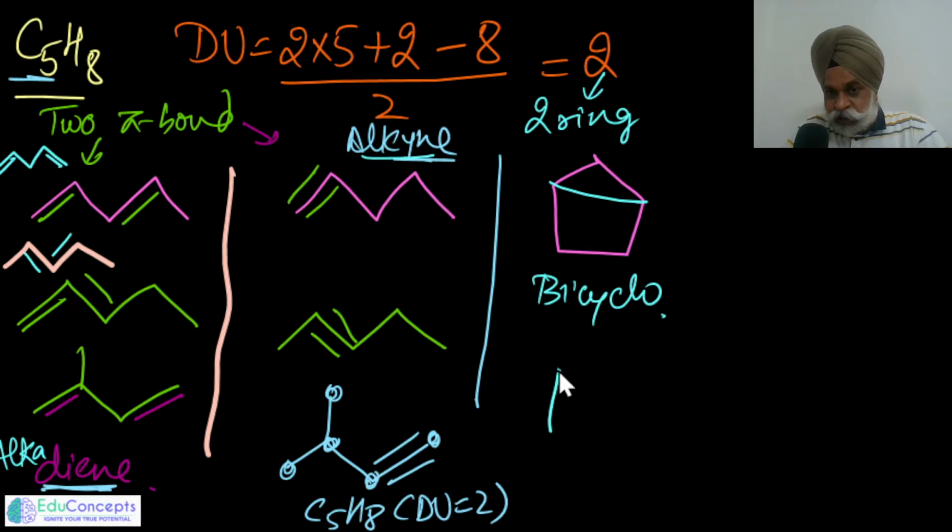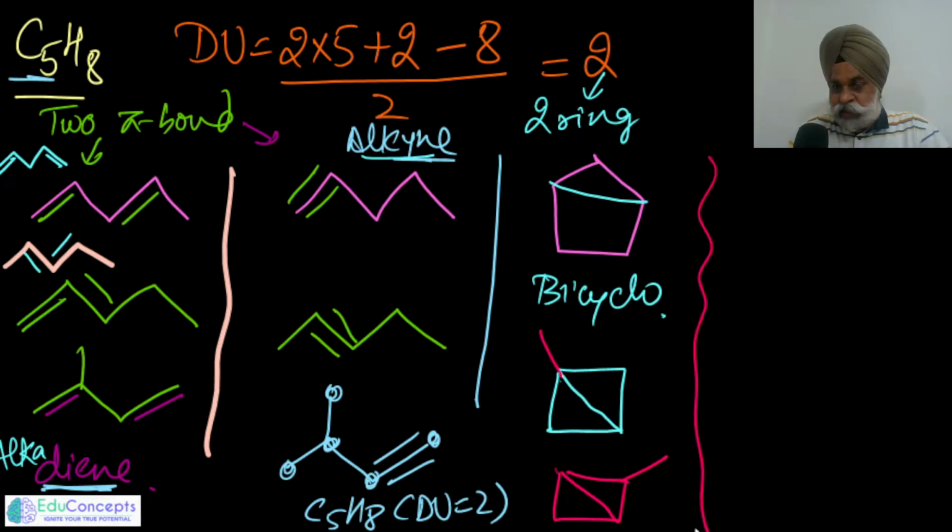And this can also be generated like this, 4 carbon atoms in the cyclic ring. DU has to be 2, so I have made 2 rings. Now one more carbon is to be placed. I can place a carbon here, or I can do it like this also. This can also be possible. So these are bicyclo compounds where you get 2 rings, and 2 rings can also be generated like this. So this is spiro.